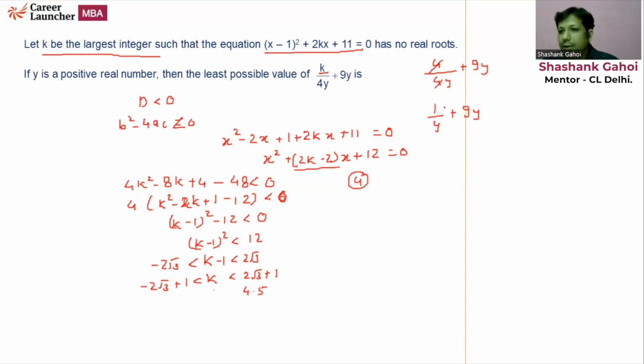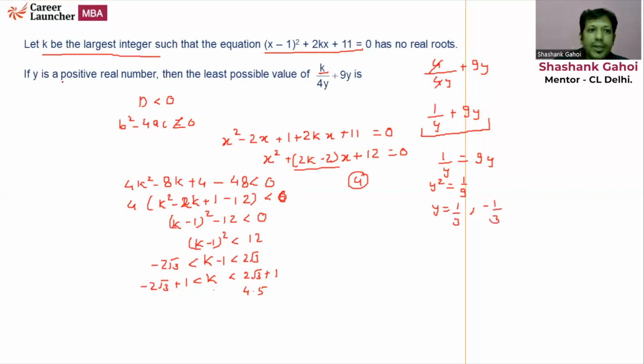So when we are talking about maxima minima, we are going to use AM-GM, and we have this value. Okay. So whenever you are going to have maxima minima, always do one thing. If you want to maximize or minimize an expression, just put both the values equal. So what I'm going to do, 1 by y is equal to 9y. So y square comes out to be 1 by 9. So y is going to be 1 by 3 positive or 1 by 3 negative. Okay, now it can't be negative because it is saying y is positive real number. So I am going to put y is equal to 1 by 3.